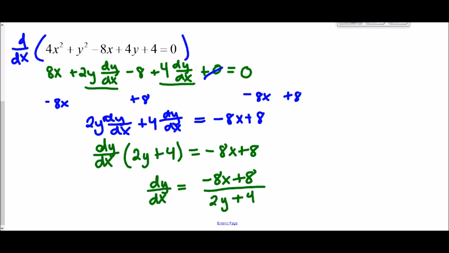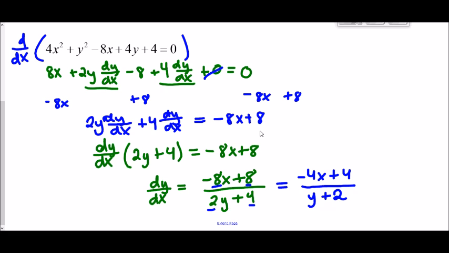If you wanted to, you could simplify this. Every single term is even, so you can divide 2 out of everything. So it could be negative 4x plus 4, dividing 2 out of everything because they all have 2 in common. 2y divided by 2, we just have y. 4 divided by 2 is 2. Okay. You don't have to simplify, but you can since they all have a 2.